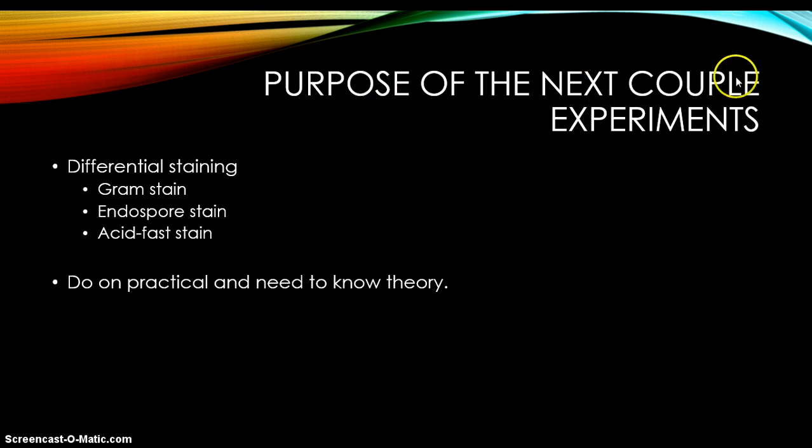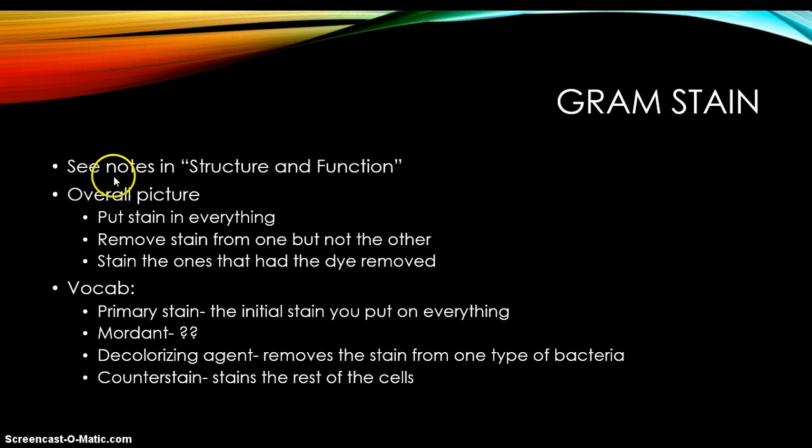So the next couple labs are going to deal with differential staining. A gram stain differentiates between gram negative and gram positive bacteria. Endospore stain can tell you what is an endospore and what's not an endospore. Acid-fast staining, we'll get into that, but it allows you to differentiate between acid-fast cells and regular non-acid-fast cells. That's what the next couple labs are going to be covering, this differential staining concept. So we're going to look at the gram stain in experiment 11, of course.